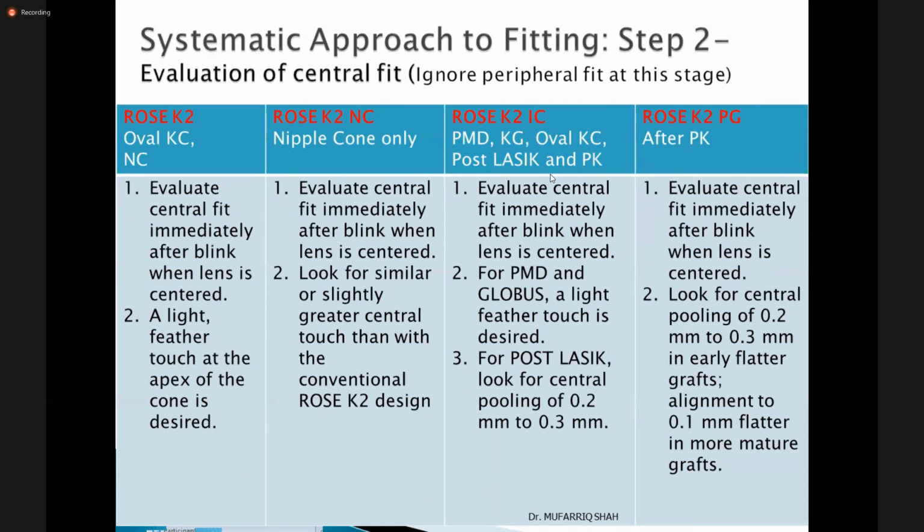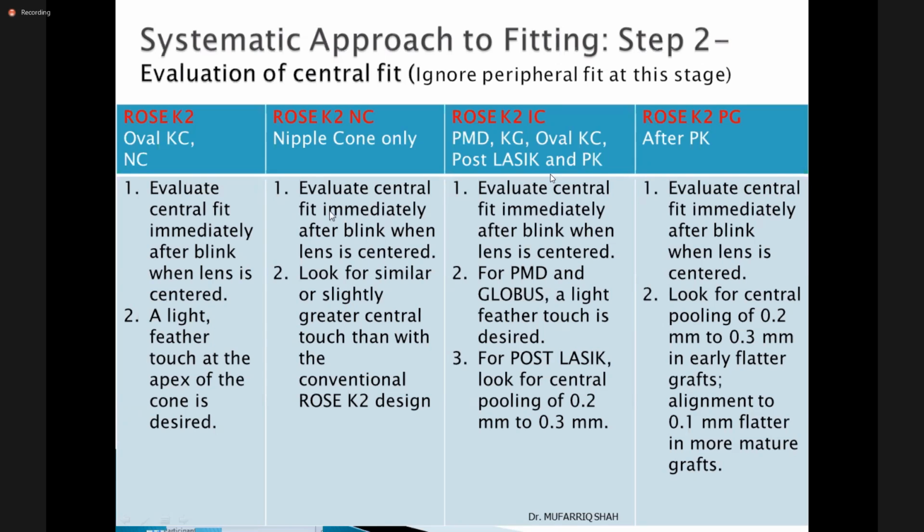Now, the second step, once you have selected the first trial lens, is evaluation of the central field. So at this point, you ignore the peripheral field. You just concentrate on the central field. For the ROSE K2 lenses, if it is oval keratoconus or nipple cone, first you evaluate the central field immediately after the blink. As soon as the lens gets centered, you should see a light feather touch at the apex of the cone. So the desired fitting is that there must be a light feather touch at the apex of the cone.